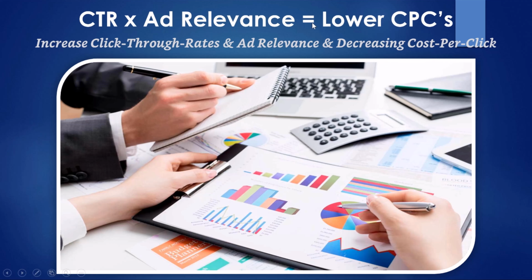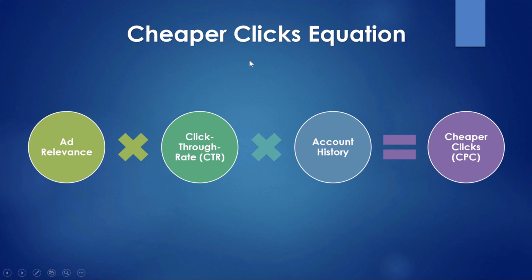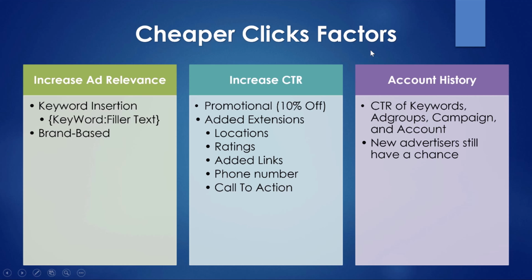So, to put it simply, the cheaper clicks equation, intuitively speaking, is ad relevance times click-through rate times account history equals cheaper clicks. Now, these are the factors that I've figured would influence the most when I'm creating my ads. These particular factors are what will essentially help people click on your ads more than they would on your competition.